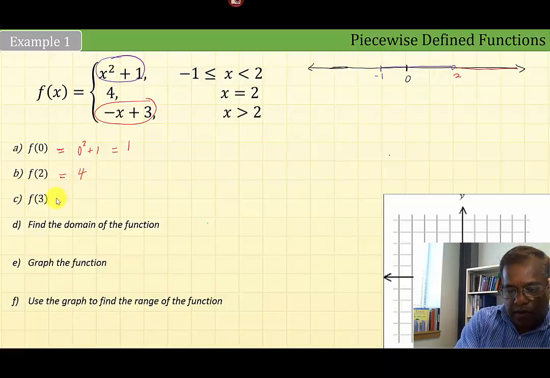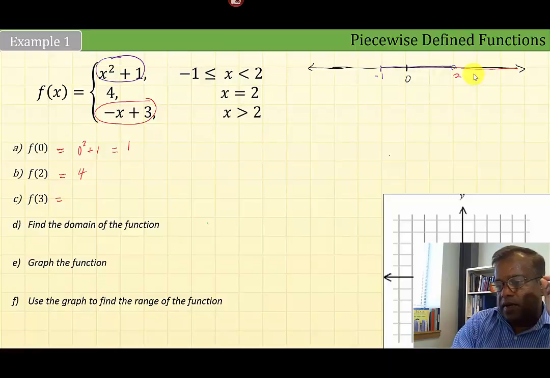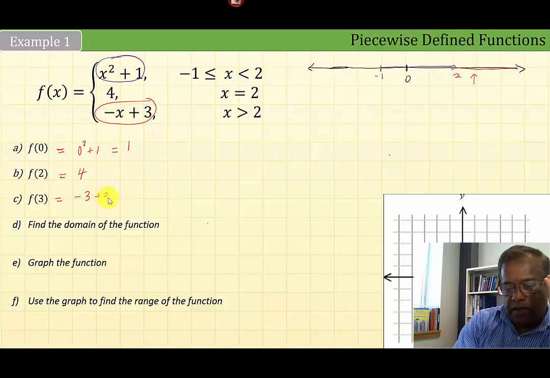Part C, we want to find f of 3. So when x equal to 3, the 3 belongs to this interval where x is greater than 2. The 3 is somewhere over here. So 3 belongs to this interval. So we're going to use this rule. So f of 3 is -3 plus 3, which is equal to 0. Now find the domain of the function.